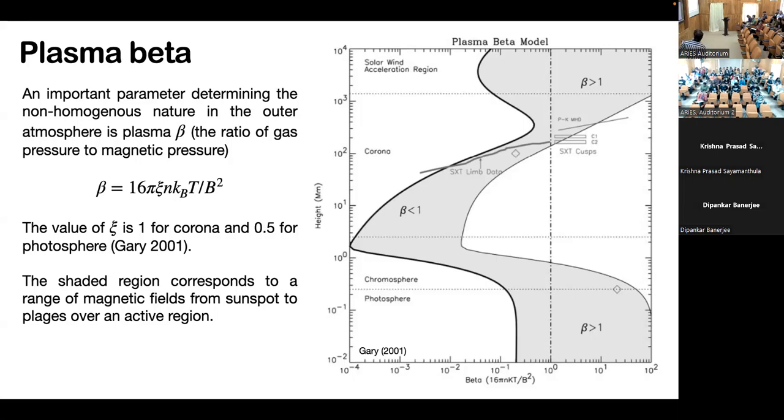But of course here you see 16 is the value here, and there is another parameter called psi. The reason is that when you move to fully ionized media, like in the corona, that I will get back to, you have both ion pressure and electron pressure as well. So then you have to multiply that by 2. That's why you have this psi parameter. So rather they define this as 16 pi N kBT by B square, and then this psi parameter is defined as 1 for corona and 0.5 for photosphere. That's the reason.